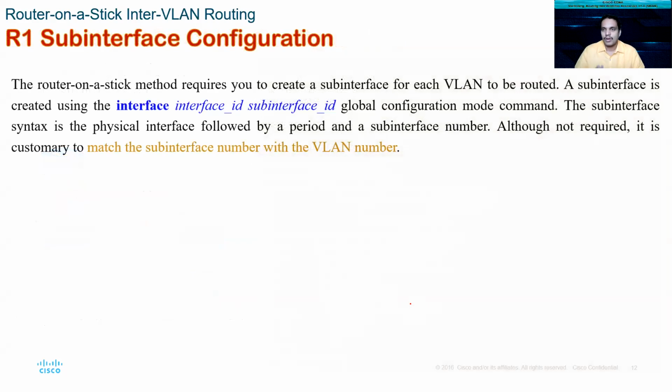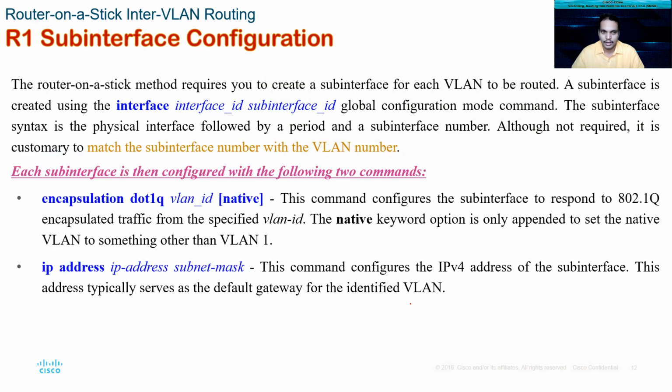Now, to create the R1 sub-interface configuration, you need to understand that a sub-interface first should be created. It is always created using the same command, interface ID followed by the sub-interface ID in global configuration mode. Usually, as I said, the sub-interface ID should correspond to the VLAN ID number, so it will be much easier. It's not default, but it is customary to do that.